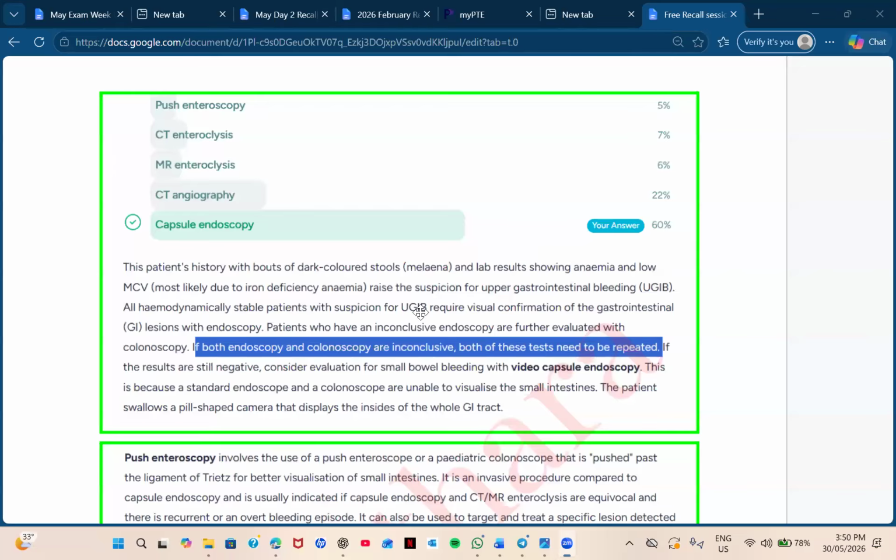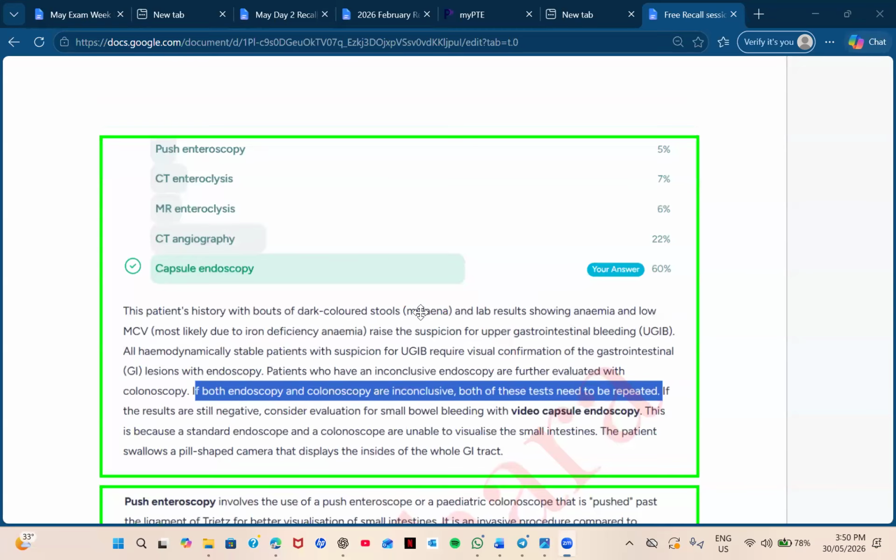So now tell me, what is the point you need to understand from here? Can anyone tell what the special point is that you have to take from here? Is one negative scenario enough to go with capsule endoscopy, or do we need to repeat it again? Here, if both endoscopy and colonoscopy are inconclusive, both should be repeated.